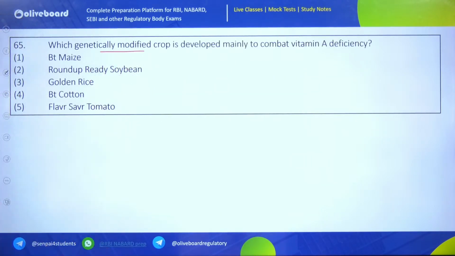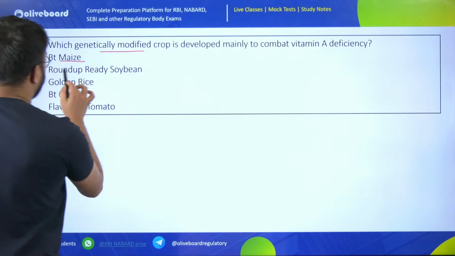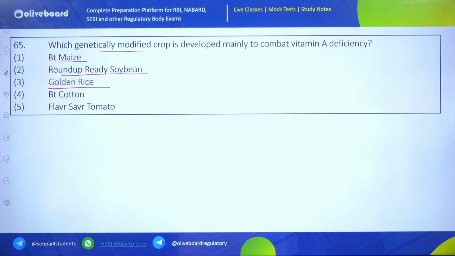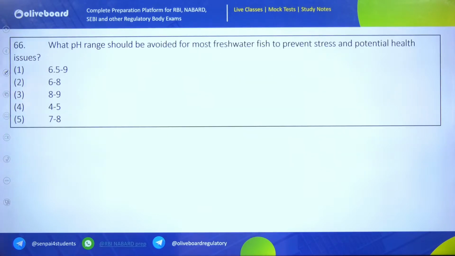Which genetically modified crop is developed mainly to combat vitamin A deficiency? BT maize, Roundup Ready soybean, golden rice, BT cotton and flavor sour tomato. The answer here is golden rice.